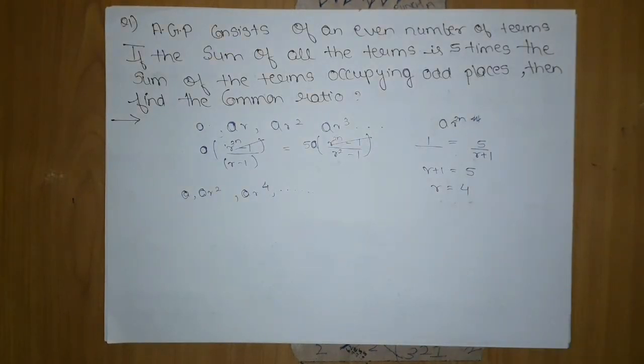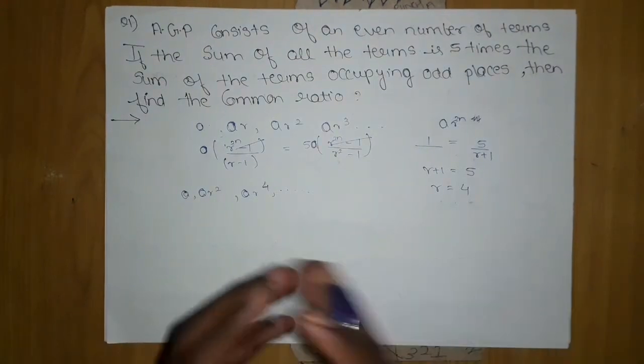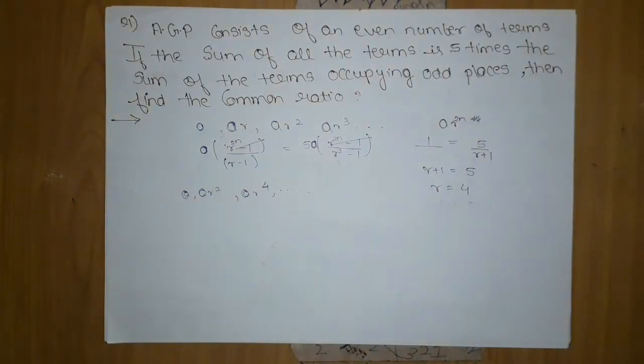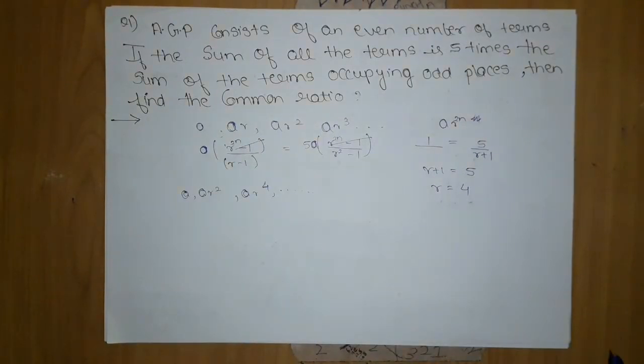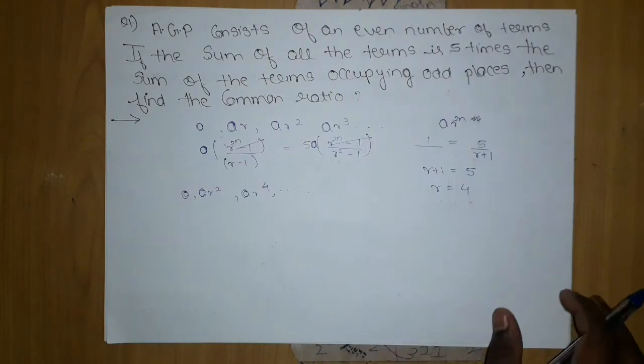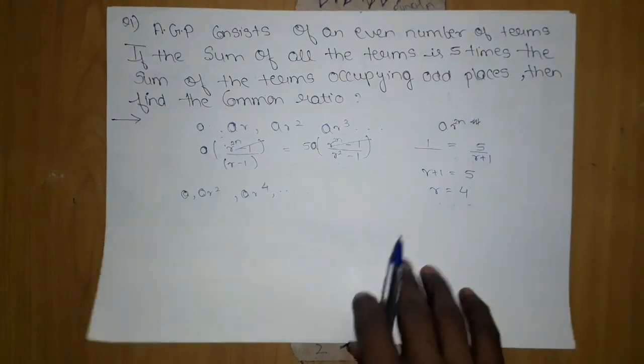It was nothing but just taking a GP, taking its even positions, getting its sum, and taking the GP sum of all terms. It can be odd or even, it doesn't matter. All you should be focused on is being consistent with the formula. So let's move on to the next question.